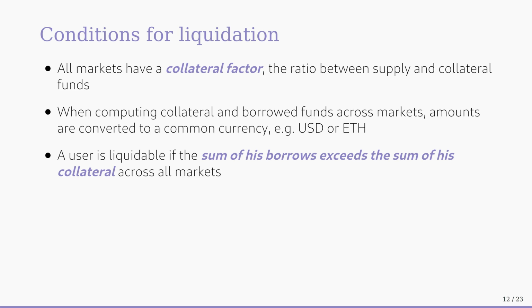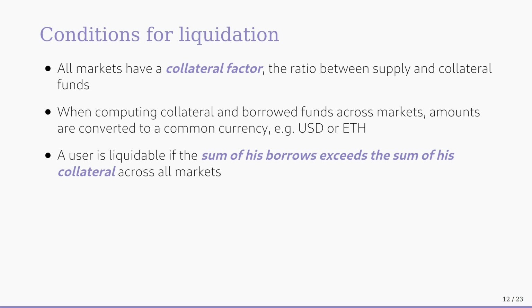Another point to take into account is that because there are many markets in many different currencies, usually when the protocol will try to compute how collateralized a position is, it will try to convert everything to some currency that could be USD or ETH or anything else, but these two are the most common ones. And it will aggregate over all the markets.